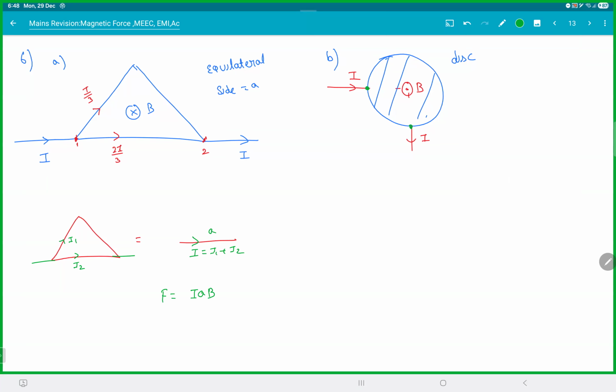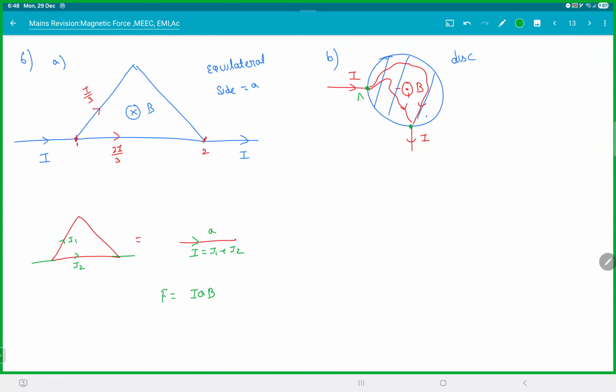Done. Same thing here also. The entry point, exit point, just join them. So actually here what happens, right? The current will start going in some random loops, and we don't know how it is flowing also. We don't need to, because for all these random wires, the line AB is the projected length.